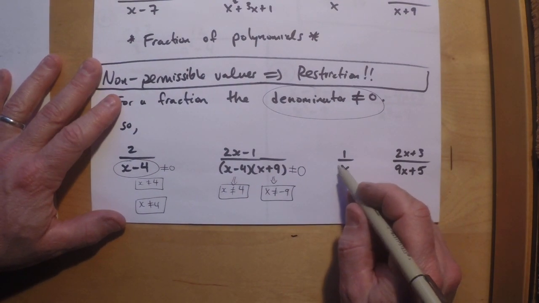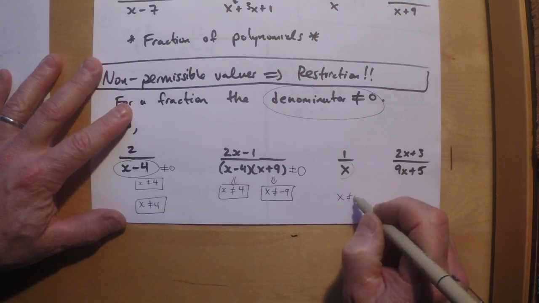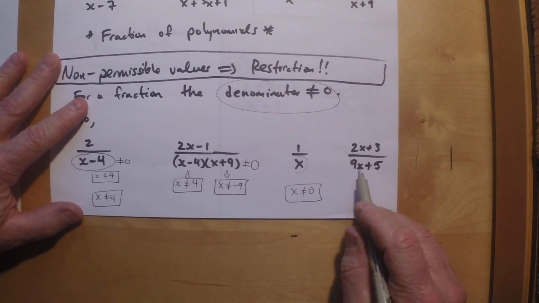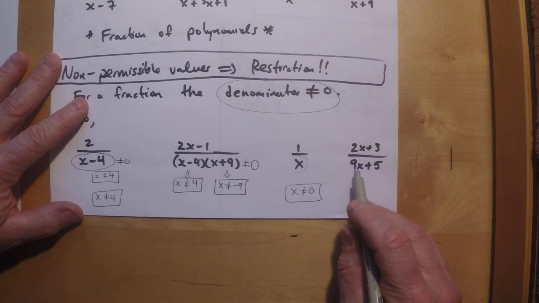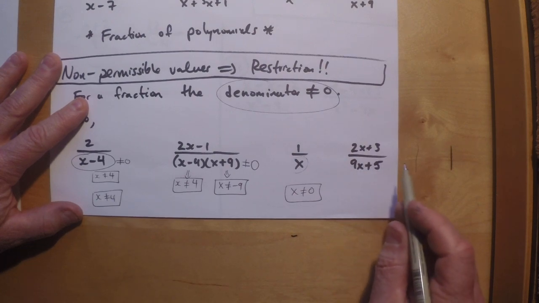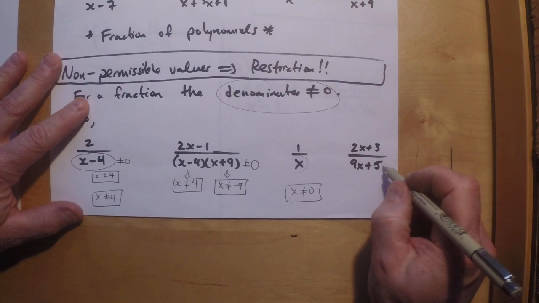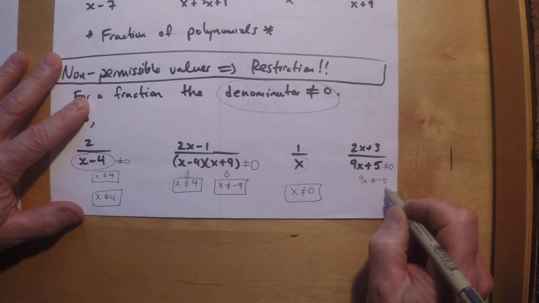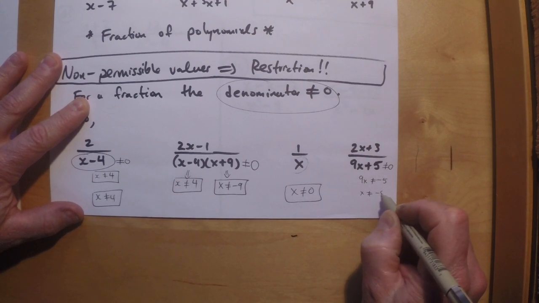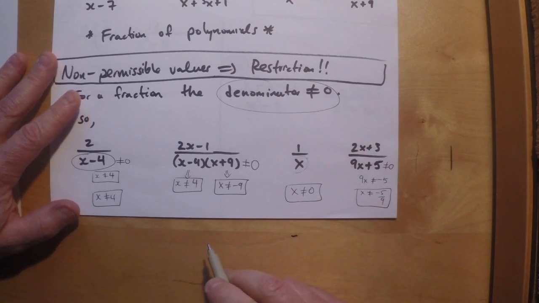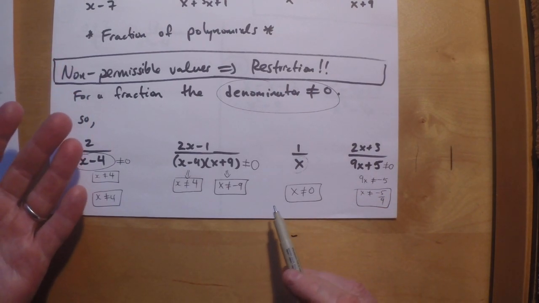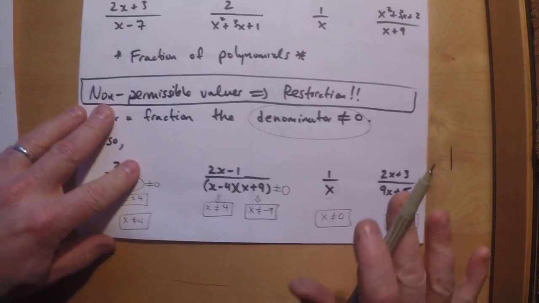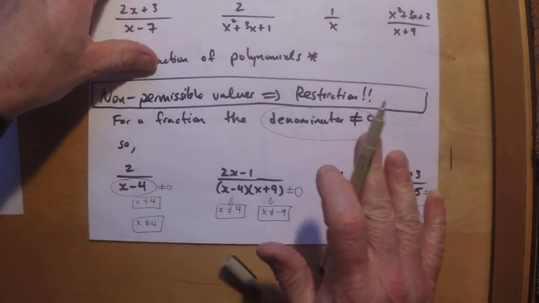Look at the next guy. Look at the denominator. What's a bad value of x? What can x not be? It cannot be 0. And for this guy, 9 times what plus 5 would make that equal to 0, which would be bad? Well, solve that. Move the 5 over, subtracting, divide by 9. -5 over 9. Very much like how you solved an equation, just you're looking for what it's not allowed to be. So x cannot equal -5/9. So that's what a non-permissible value is. Denominator equaling 0. Bad.